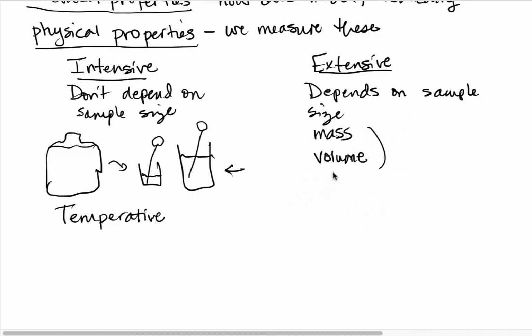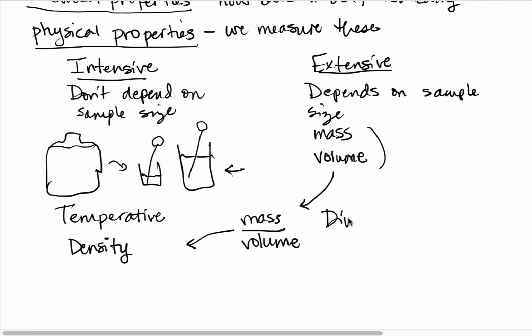The interesting thing is that if we take mass and we divide it by volume, this is something that is called the density. And the density is one extensive variable divided by another extensive variable, and it becomes an intensive variable. And this is always true. If we divide one extensive variable by another extensive variable, we're going to get an intensive variable out of it.